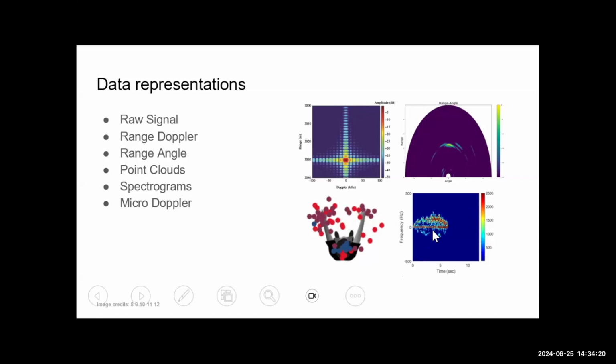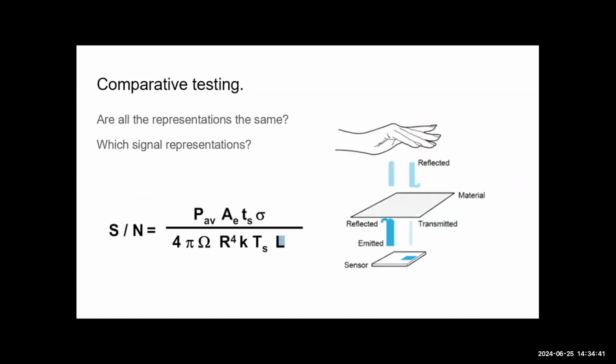And also we can have spectrograms. So these are a few examples of data representation methods. Apart from this, we can have micro Doppler images as well, and there are several other data representation methods. What we wanted to do is, now we have several data representation methods, but the question is, which one to use for sensing through materials?